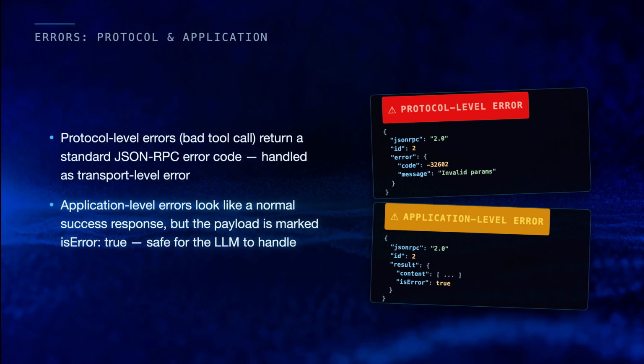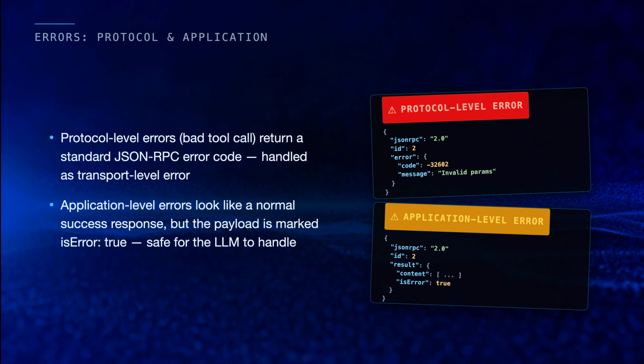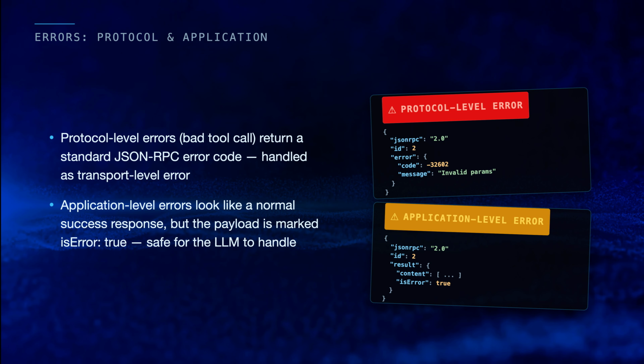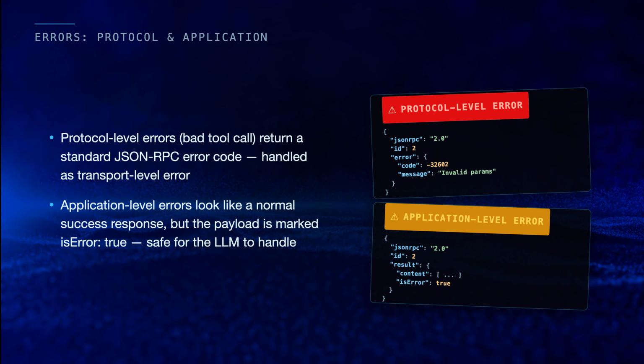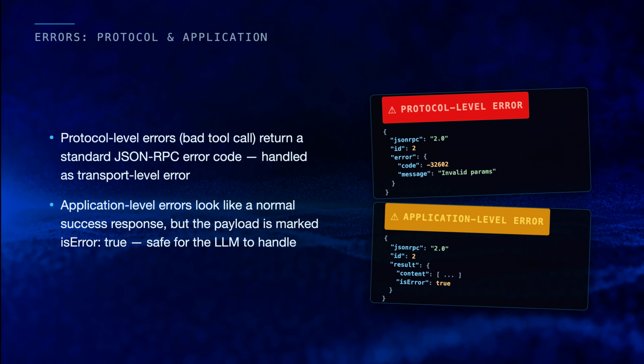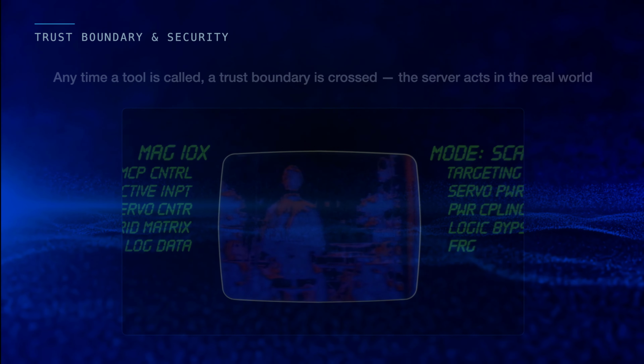Application-level errors, on the other hand, can happen if the server gets a return but it contains an internal error. These are intended for the LLM to get and deal with. Mechanically, this looks like a normal successful JSON RPC response whose payload is marked with isError: true. So the error text can safely reach the model rather than breaking the transport-level exchange.